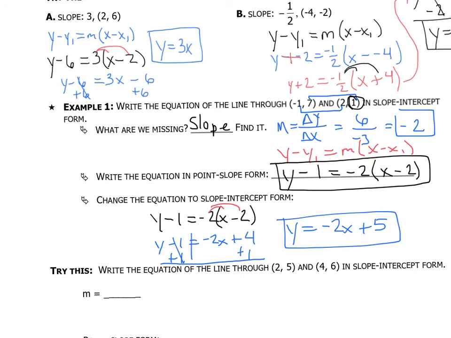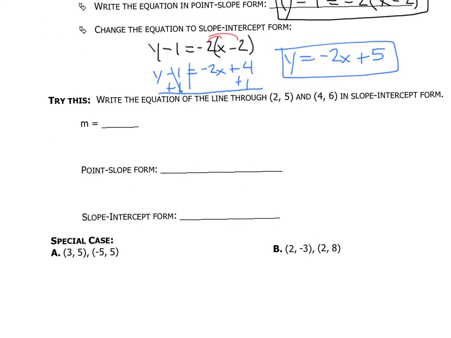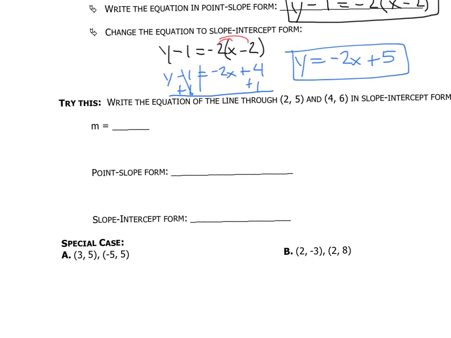And so that's really as complicated as it gets. Up here they gave you 2 points. You had to find the slope using those 2 points. Then write it in point-slope formula. And then solve for y to get it into the correct slope-intercept form. So I'm going to let you go ahead and try this problem here, and then you can check your work when you're done. Please pause the video now.